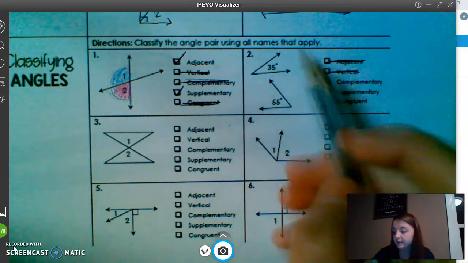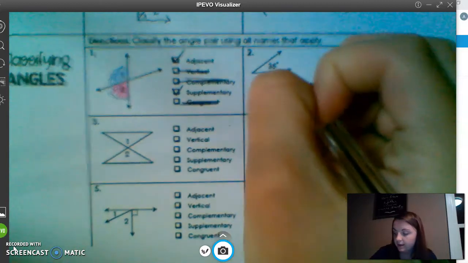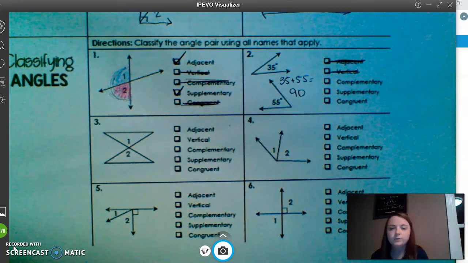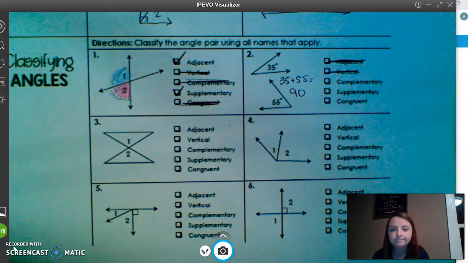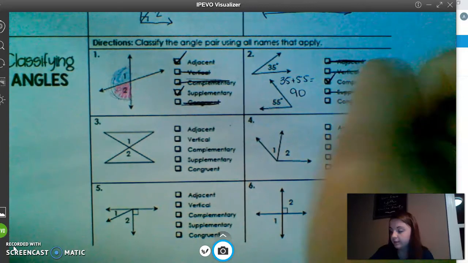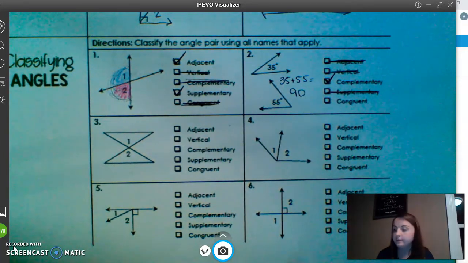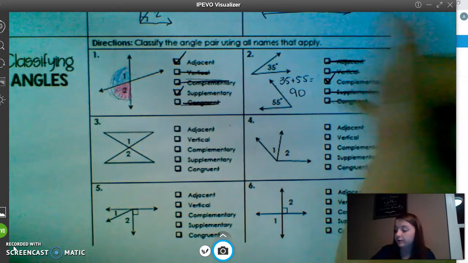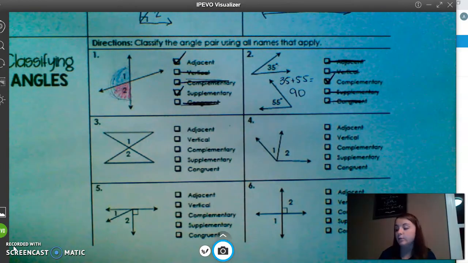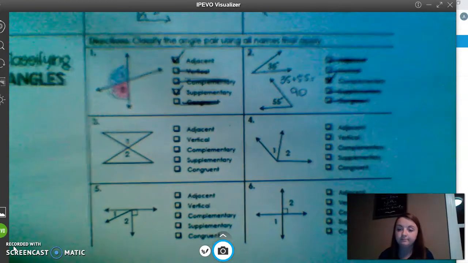Well, if I add them together, 35 plus 55 is 90. Which one means 90, complementary or supplementary? Complementary. So they are complementary. They're not supplementary. And are they congruent? Does 35 equal 55? No, no, no, no. If you think 35 equals 55, you've been in your house a little too long. So they are not congruent. So these two angles are only complementary, that's it. Whereas in example 1, they were adjacent and supplementary.